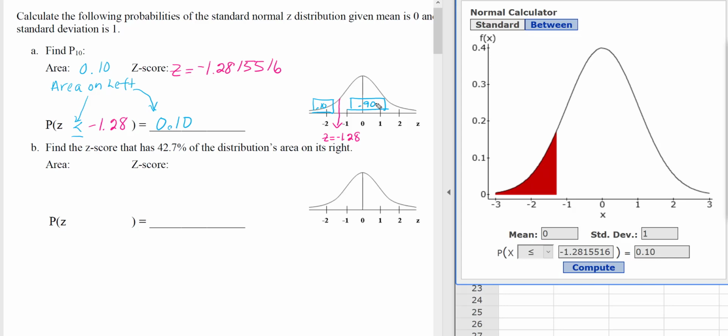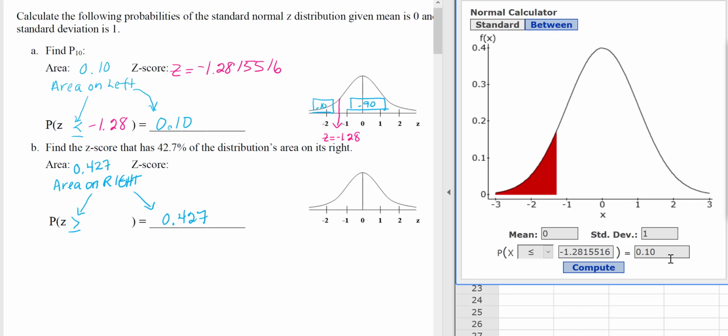On the next problem, it says find the z-score that has 42.7% of the distribution's area on its right. So our area in this problem is going to be 0.427, but notice it's the area on the right. So if it's the area on the right, we're going to put 0.427 in our area location. Again, that's where we're starting. And instead of less than or equal to, if we want to find the area on the right, we're going to use a greater than or equal to sign. So let's go to StatCrunch.